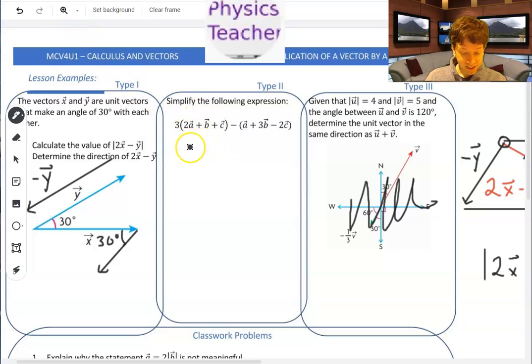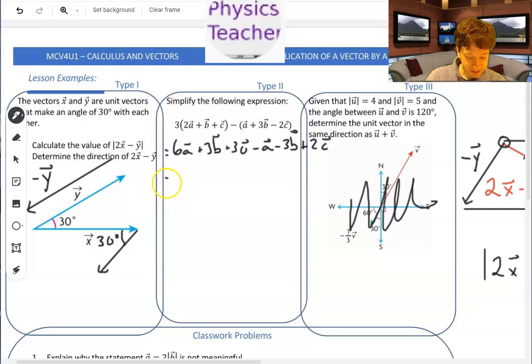So first I can use the distributive property, and I could send this 3 throughout the brackets, and the same with this -1. And we'll get 6a plus 3b plus 3c. And then same with the negative, minus a minus 3b. And then double negative plus 2c. Okay, then I can use a commutative property, and I can factor, essentially.